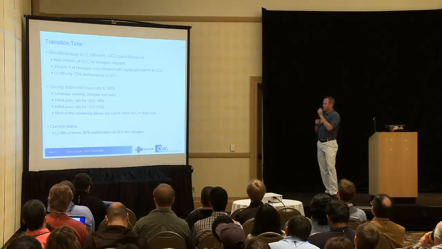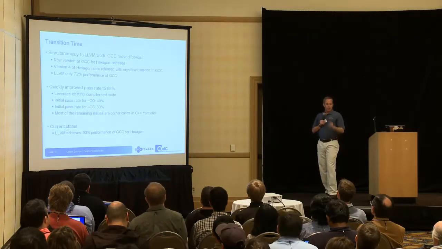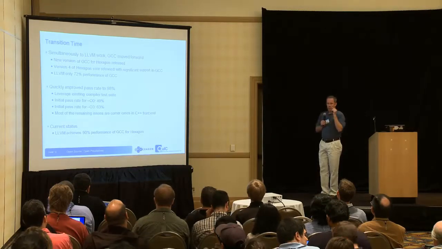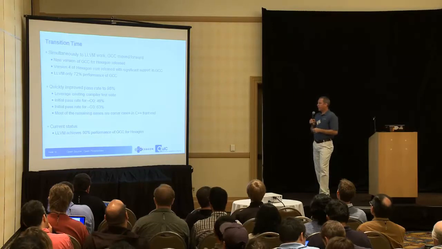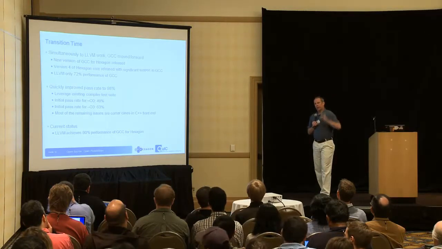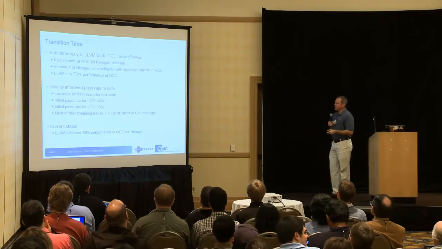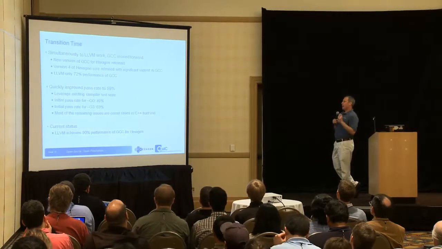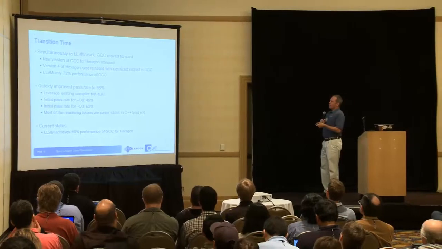The other thing that happened was a new version of the core was released, and a lot of work had gone into GCC to take advantage of the new features of that core. So that moved the bar up about another 5%. So now we're looking at a bigger hill to climb. Instead of being 86% of the performance, we're looking at about 72% of the performance of GCC.